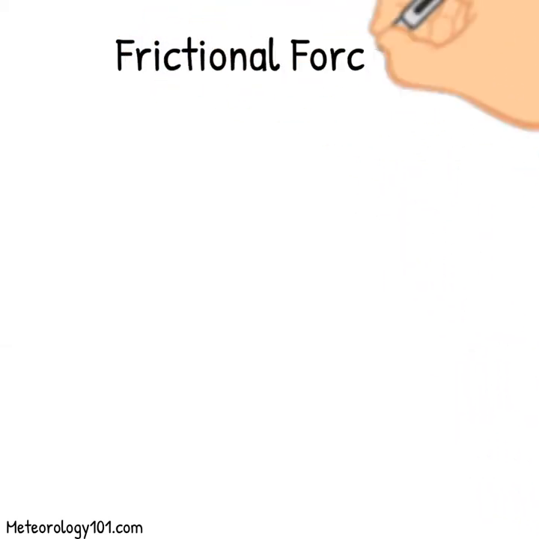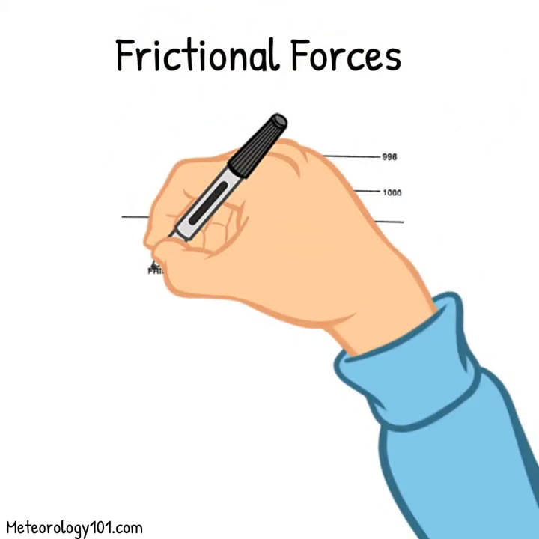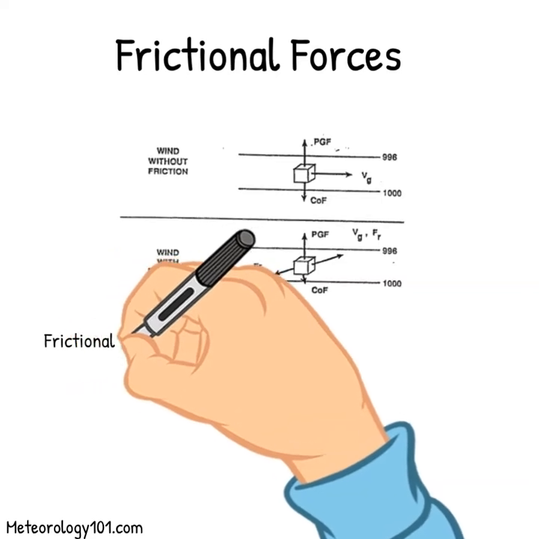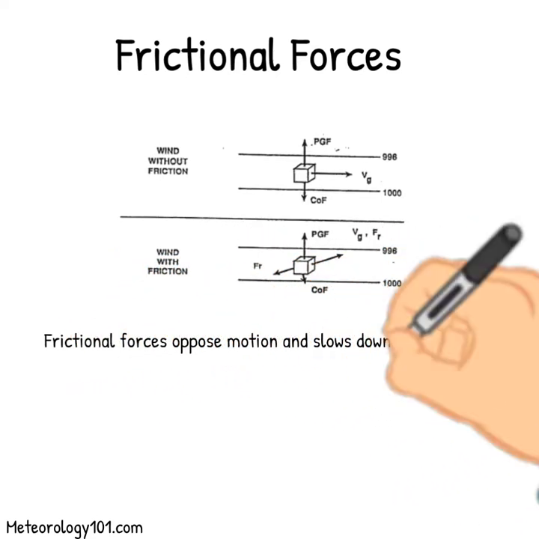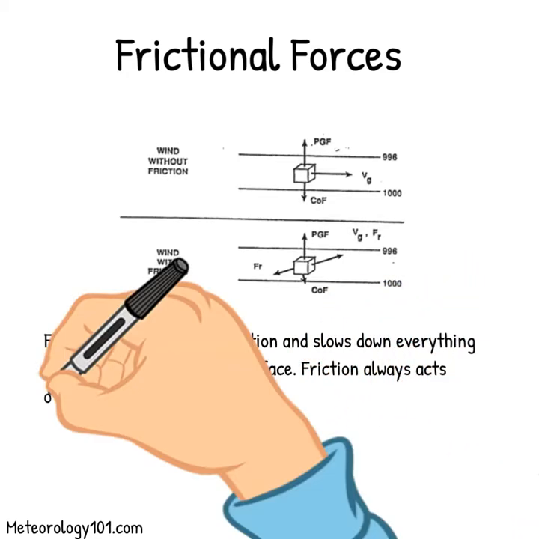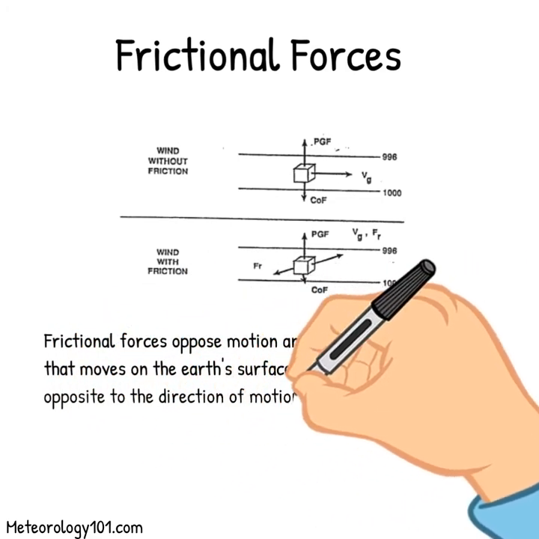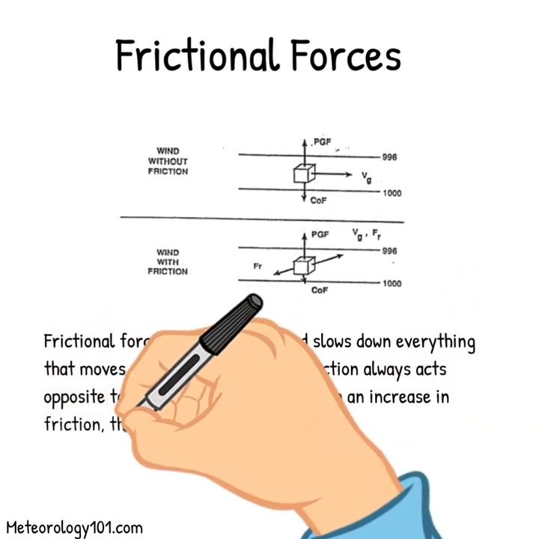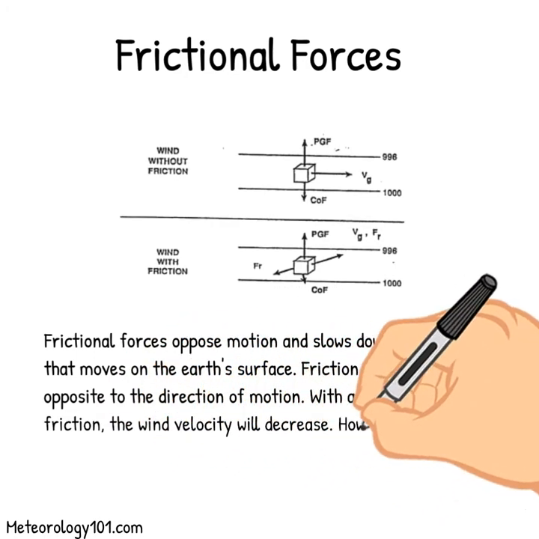Frictional forces. Frictional forces oppose motion and slow down everything that moves on the Earth's surface. Friction always acts opposite to the direction of motion. With an increase in friction, the wind velocity will decrease.